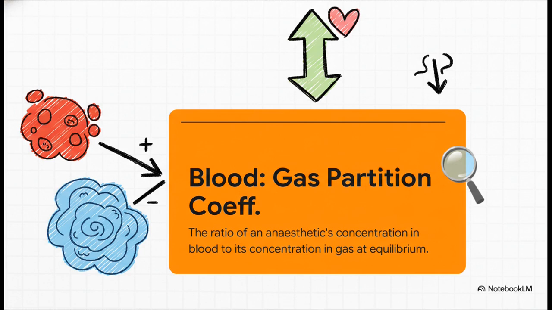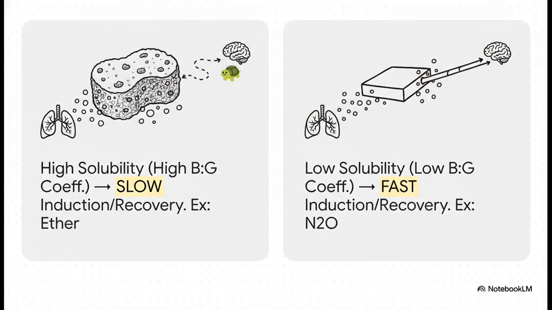Think of it as just a number that tells us how much the drug loves to be dissolved in the blood compared to being a gas in the lungs. A high number means it loves the blood. A low number means, well, it prefers to stay as a gas. That's it. And this slide just illustrates that inverse relationship perfectly.